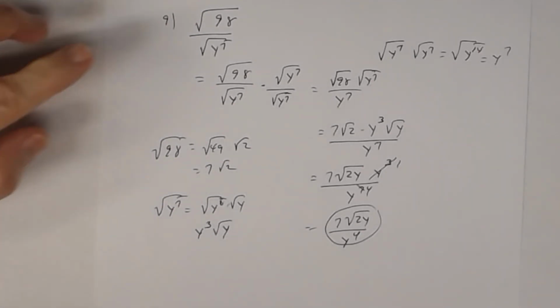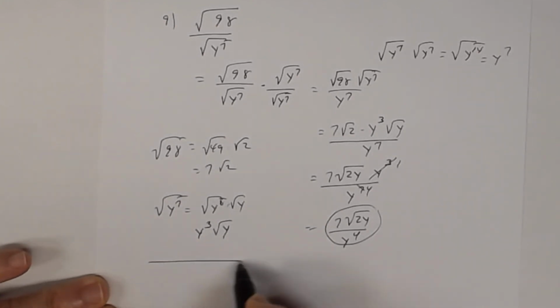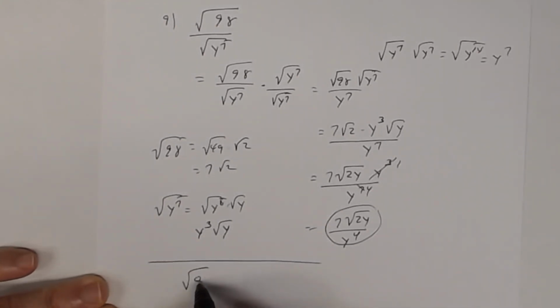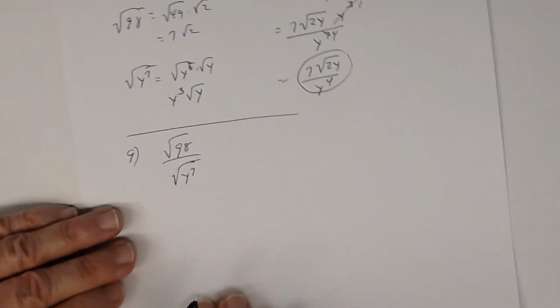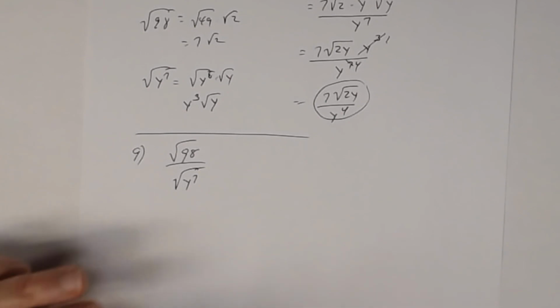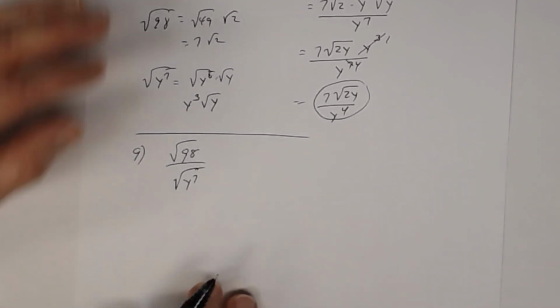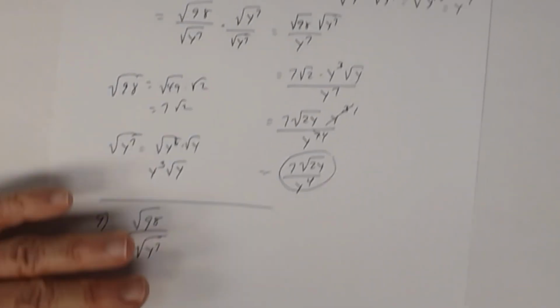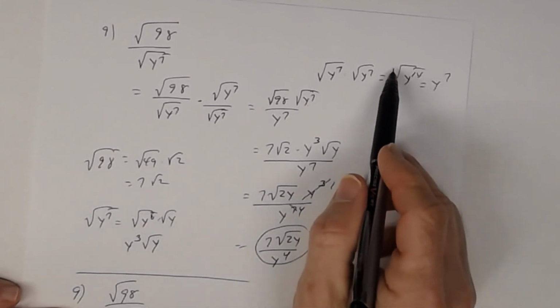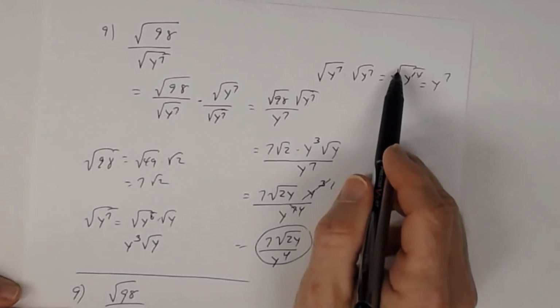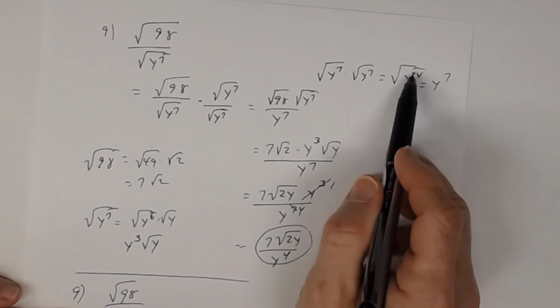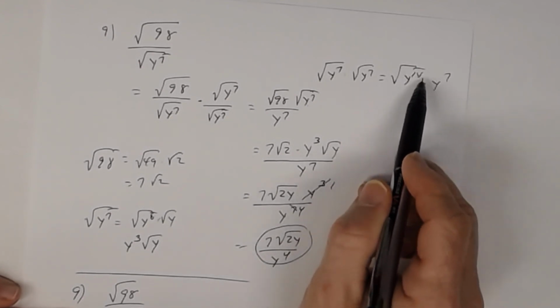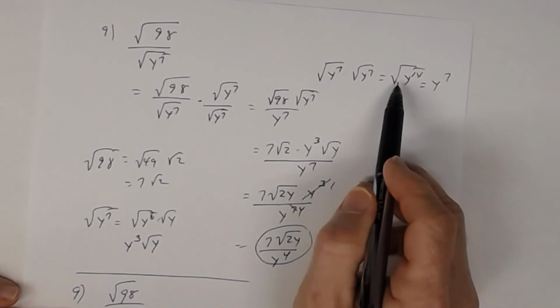Now let me kind of go back to number 9 and show you something else you could have done. So the square root of 98 divided by the square root of y to the 7th. Here's what some students will recognize. So you remember right here, where my index is 2, right? And so if the exponent's even, then that's an easy process to simplify, isn't it?